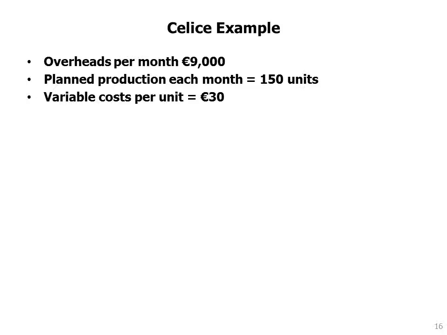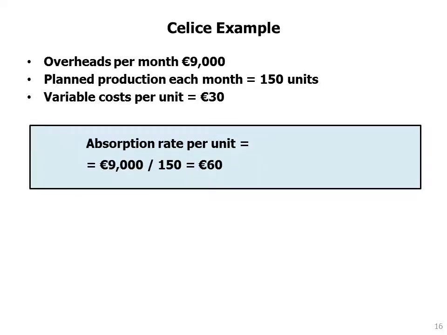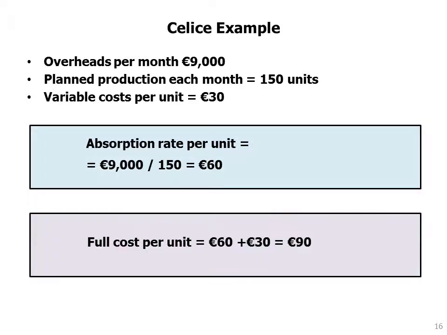So just to remind you, overheads 9,000 euros a month, planned production 150 units, and the variable cost per unit is 30 euros. So we'll start off by working out the absorption rate per unit, and that's our total overhead of 9,000 euros per month divided by planned production of 150 units per month. So 9,000 divided by 150 gives us an absorption rate per unit of 60 euros, plus the variable cost per unit of 30 euros gives us a full cost per unit of 90 euros. And that is the cost that we will be applying when it comes to inventory valuation.